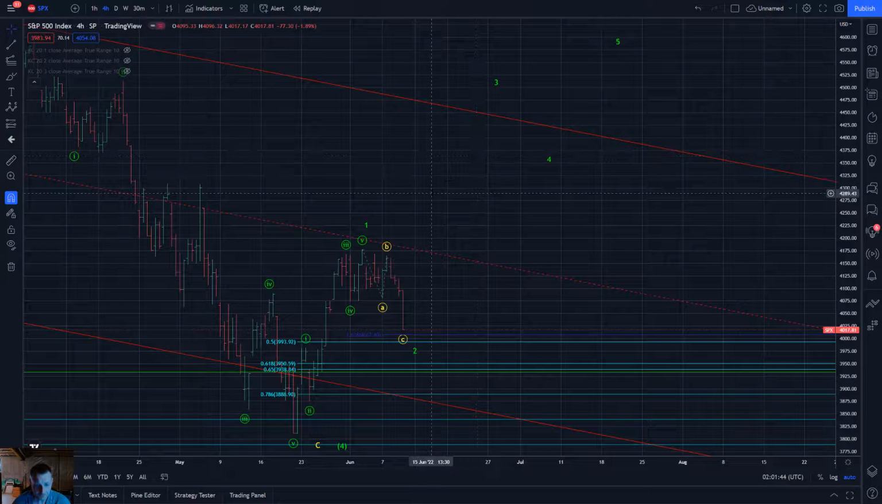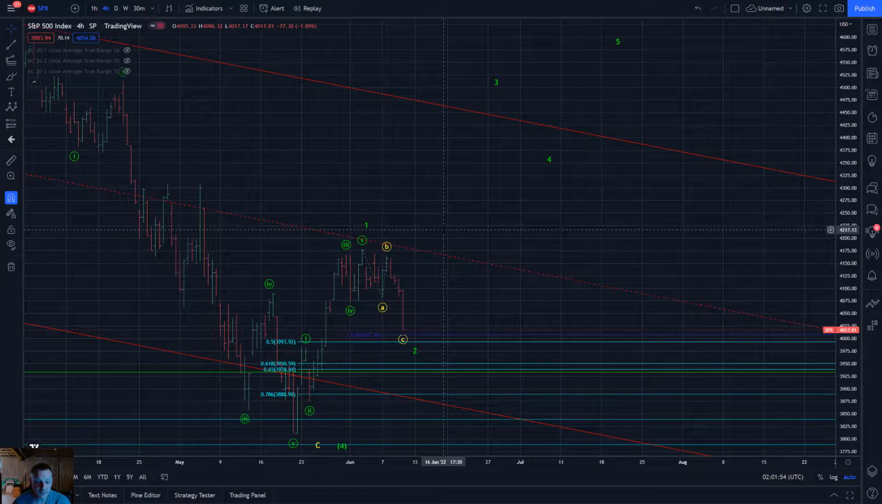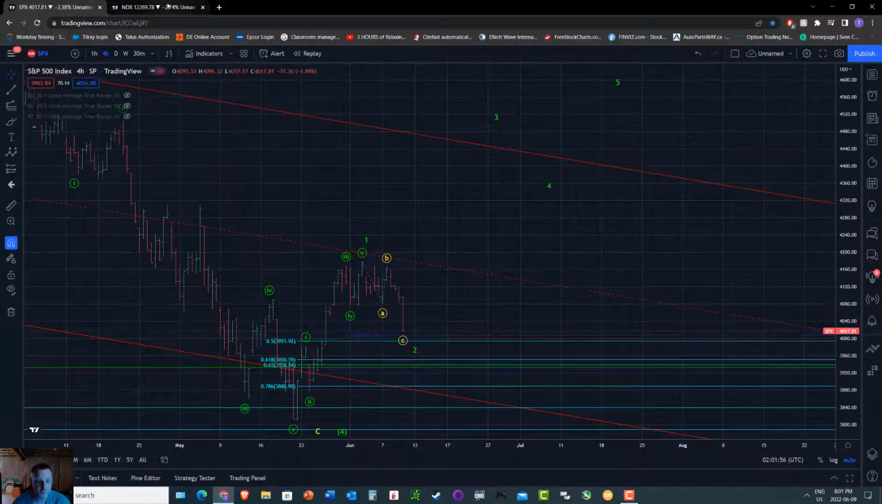But always willing to be surprised by the market, and it doesn't matter what I think. It can definitely make lower lows. It's just I don't currently think it's going to, given what the charts are suggesting at the moment.